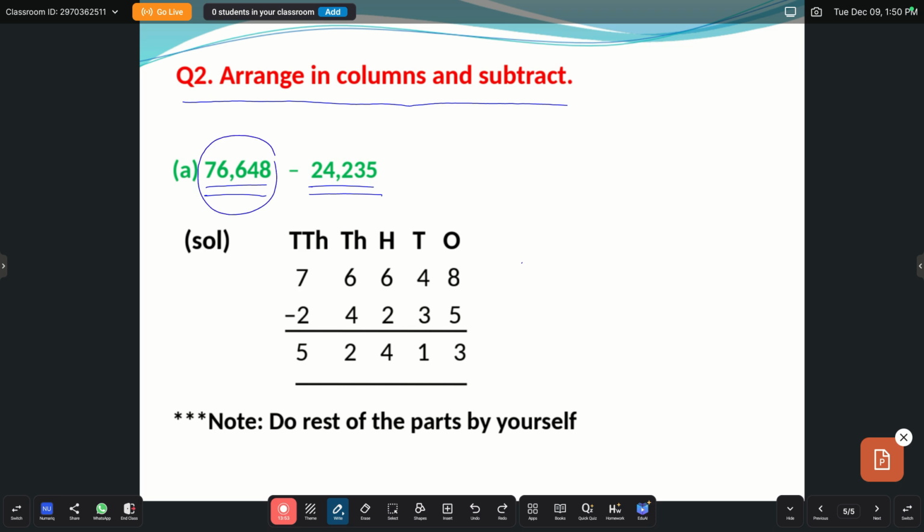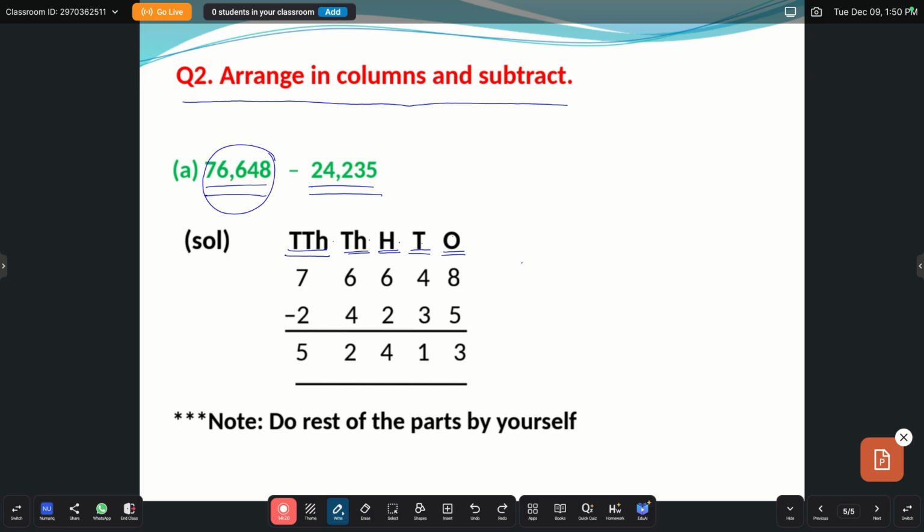As these are large numbers, it won't be possible for you to subtract them as such. So, we will arrange them in columns. We will first write ones, tens, hundreds, thousands and 10,000s. Then we will arrange these numbers in the columns.